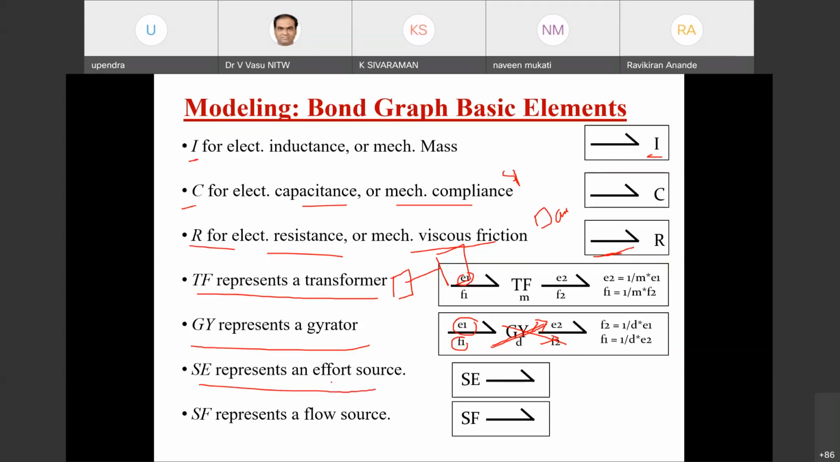We also have two important things: the effort source and the flow source, represented by SE and SF. These are some of the key elements that are mainly used. By using these key elements, you can develop the bond graph for any particular system, and you can analyze the system using it.